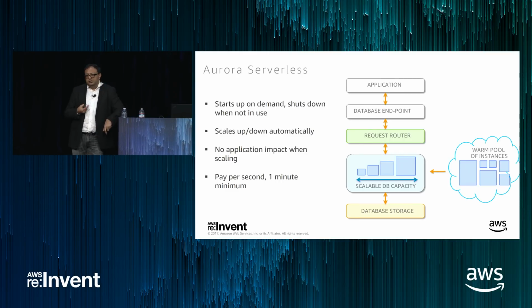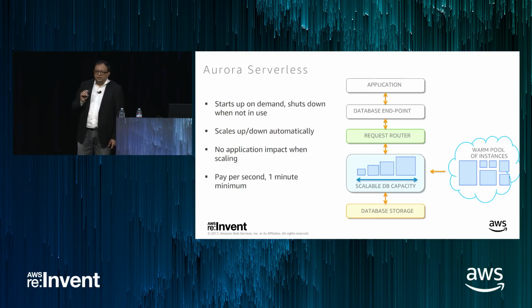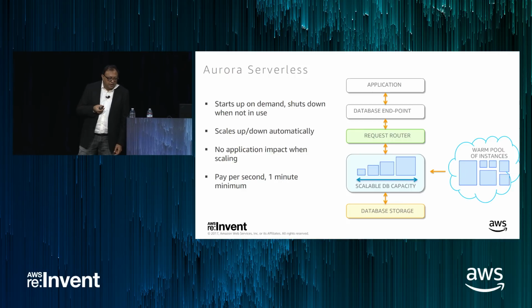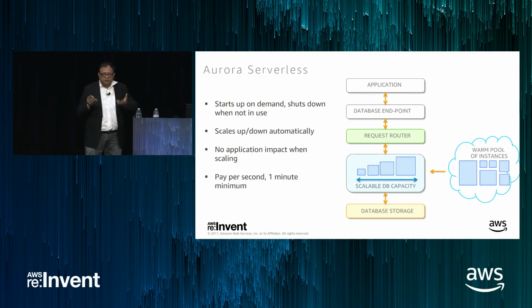The idea here is that it starts up on demand, meaning a query, a SQL request, hits it. It shuts down when not in use, and it scales up and down automatically based on whether you're out of memory or CPU or whatever. Interestingly, there's no application impact when scaling. And it's pay per second, with a 1 minute minimum. What you see in this picture is your very familiar application, a database endpoint, basically an IP address, and underneath the covers, a request router. We'll touch on that a little bit.